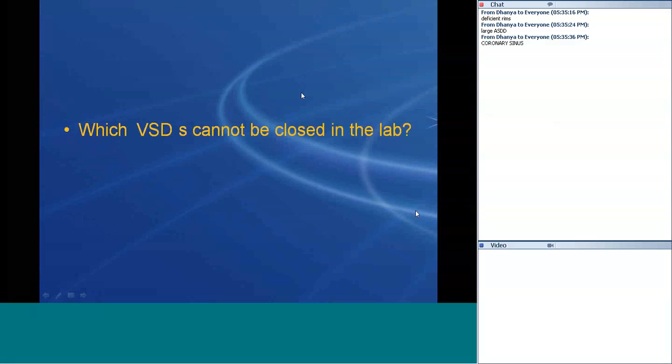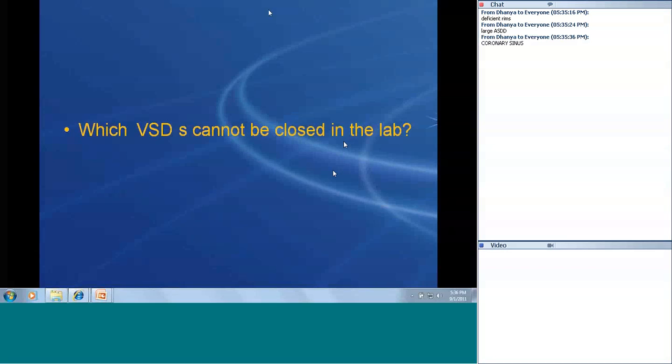Which VSDs cannot be closed in the lab? Any answers? Come on. Yes. Very close to the aorta. Okay. Next. Inaccessible ones, very remote. Inlet VSDs, malaligned large VSDs with no rims. Apical muscular VSDs can definitely be closed in the cath lab. Dhanya says that apical muscular VSDs can be closed in the cath lab.